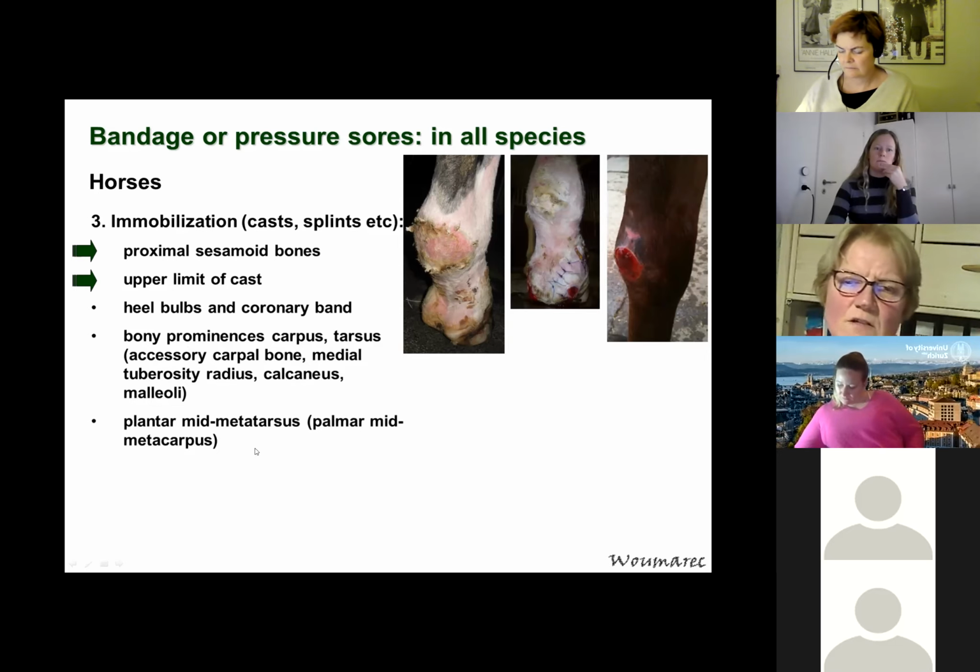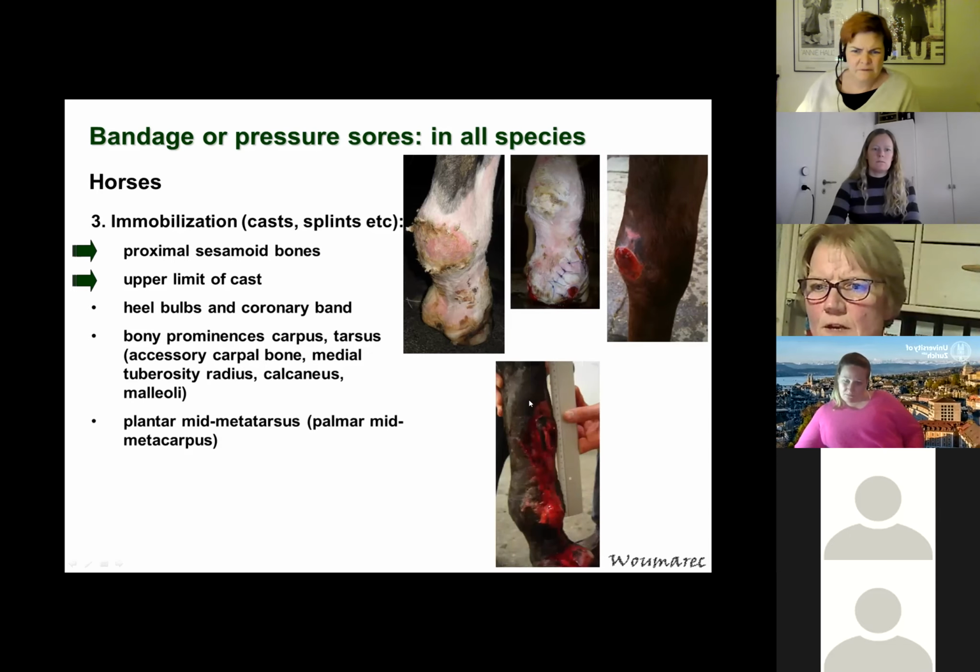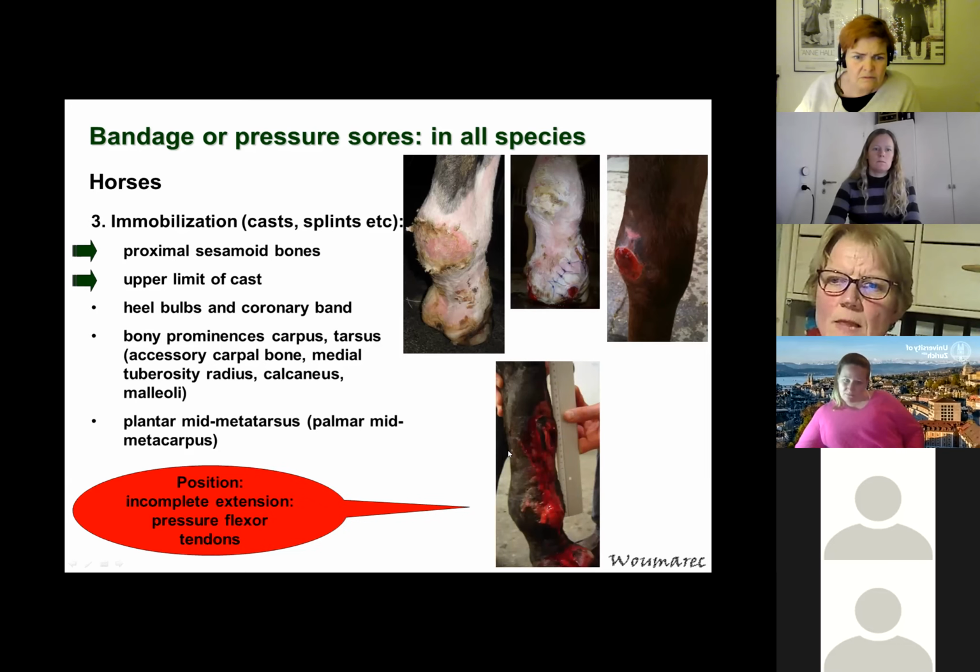Quite a special sore after casting is the one at the plantar metatarsus, and you have an example here. That is usually caused when a cast is applied in extended position of the leg, but the leg is not extended enough. When the horse is putting weight on his limb and then is extending its entire leg, it presses the flexor tendon side against the cast. In that way sores can develop, and these are usually quite severe sores if the monitoring has not been correct.